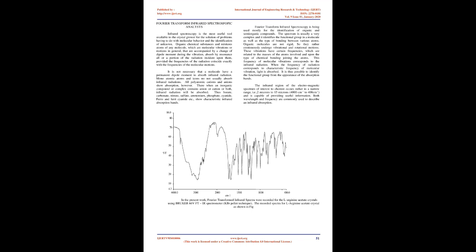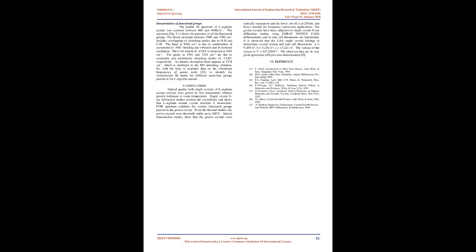Organic molecules are not rigid, so they continuously undergo vibrational and rotational motions. These vibrations have certain frequencies, which depend on the masses of the atoms involved and on the type of chemical bonding joining the atoms. This frequency of molecular vibration corresponds to infrared radiation. When the frequency of radiation corresponds to the characteristic frequency of molecular vibration, light is absorbed. It is thus possible to identify the functional group from the appearance of the absorption bands. The infrared region of the electromagnetic spectrum of interest to chemists occurs in a rather narrow range, i.e. 2 microns to 15 microns, 4000 cm-1 to 400 cm-1, and is capable of providing useful information. Both wavelength and frequency are commonly used to describe an infrared absorption.